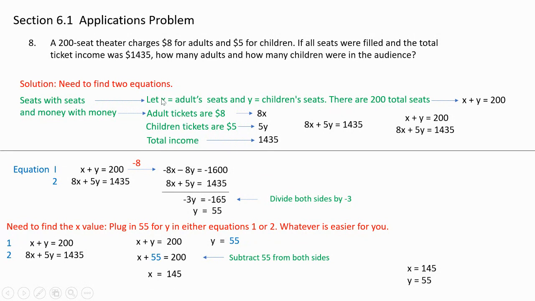So there's going to be adults, right? Adults are represented by the x value, so it's going to be 145 adults and 55 children. So this is how many adults are in the theater and how many children are in the theater. So the answer is 145 adults and 55 children.